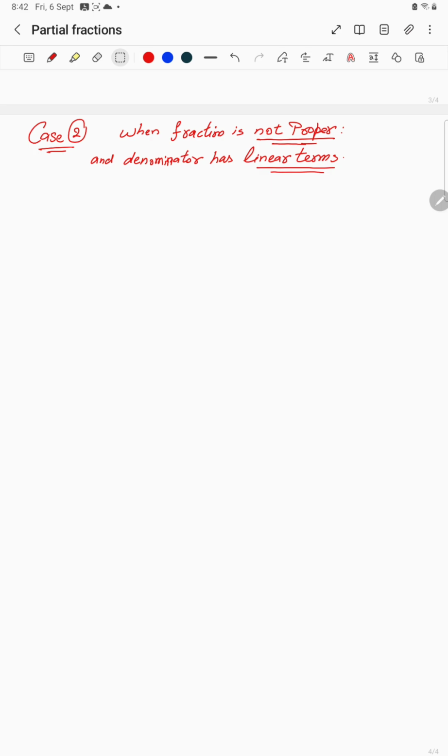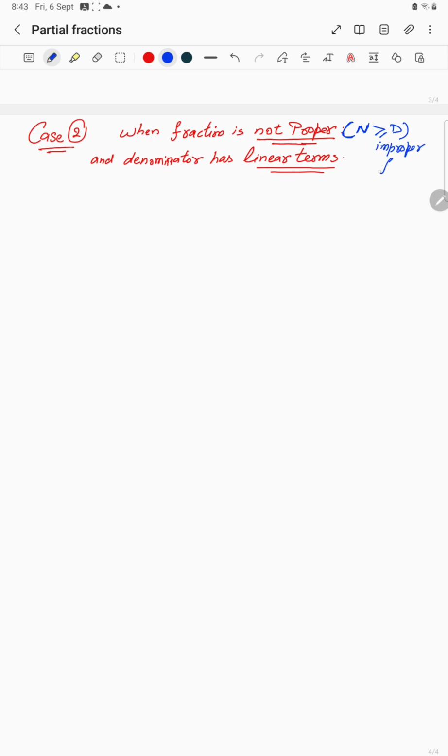Okay guys, now we are going to discuss case 2 of partial fractions, when the fraction is not proper. Not proper means the degree of numerator should be bigger than or equal to the degree of denominator. When the numerator degree is greater than or equal to the denominator degree, then that fraction is called an improper fraction. But we need to change that into a proper fraction.